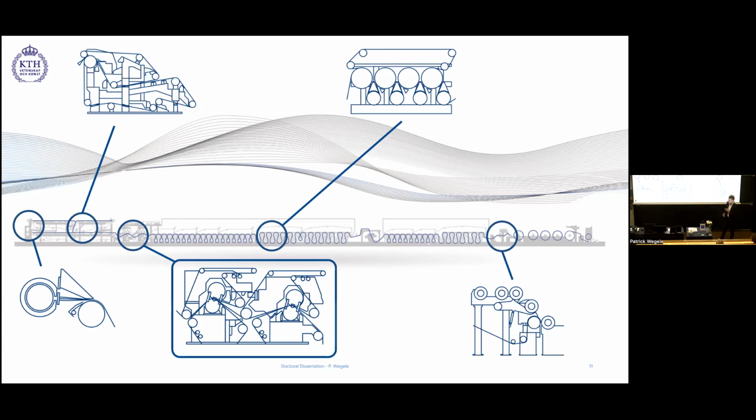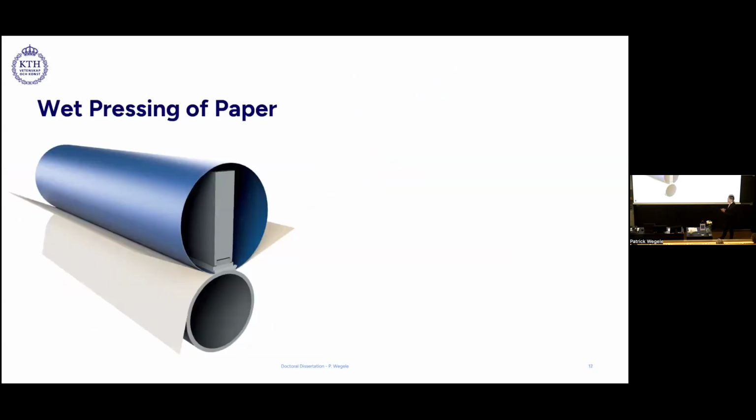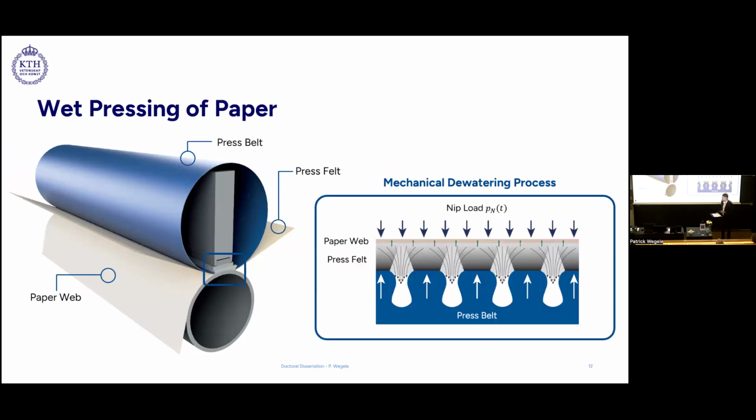So let's have a closer look at wet pressing. Within a state-of-the-art paper machine, wet pressing is conducted in a so-called shoe press nip. The way a shoe press nip works is that the wet paper sheet enters the shoe press, lying on a so-called press felt. In the shoe press, the nip is formed by a flexible shoe press belt, which is pressed against a counter roll. In the shoe press nip, a hydraulically loaded shoe creates a deformation of the paper web, press felt, and the press belt.